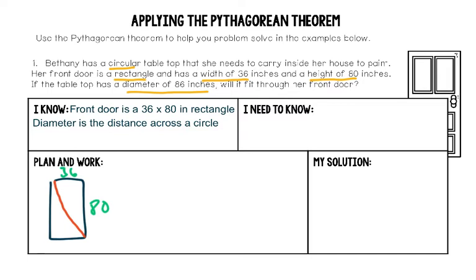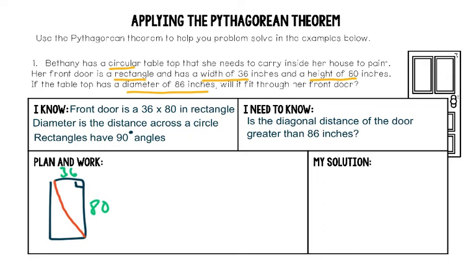This is a real life problem because we have lots of furniture that is bigger than the doors in our houses, but you can manipulate it and turn it and bring it in at different angles so that it'll fit. So the last thing I know is that rectangles have 90-degree angles. Since this is a right angle, I know that this diagonal makes a right triangle. So I need to know, is that diagonal distance of the door greater than 86 inches?